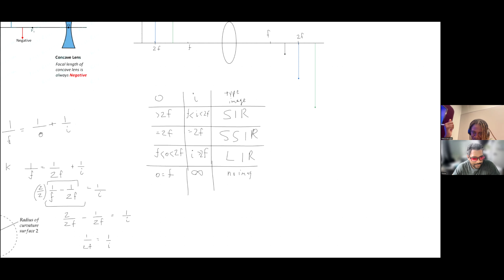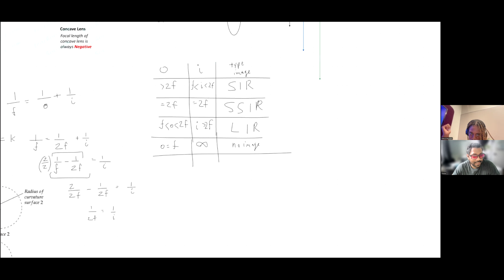And then lastly, if your object distance is within the focal length, your image distance will be beyond the focal length, except on the opposite side. And when I say opposite side, I mean from what's normal. So for a lens, what's normal is object to the left of the lens, image to the right of the lens. And for a mirror, what's normal is object to the left, image to the left of the lens.